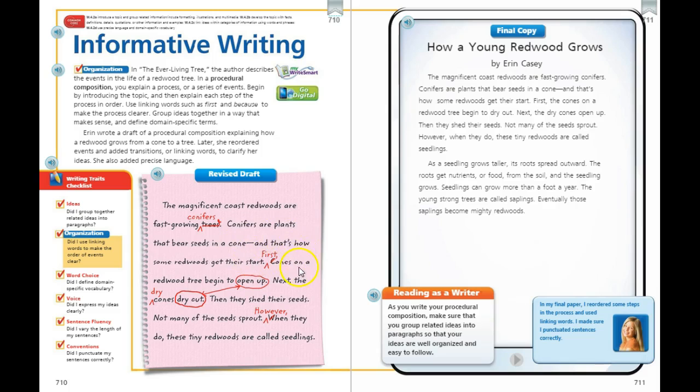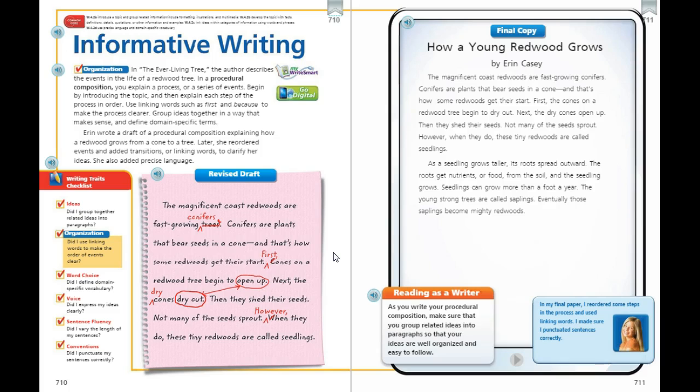Here we have our transition or our linking word, okay, our ordered. First, cones on a redwood tree begin to open up. Next, the dry... Okay, so she switched those up. First, cones on a redwood tree begin to dry up. Next, the dry cones open up. Then they shed their seeds. Not many of the seeds sprout. However, when they do, these tiny redwoods are called seedlings.